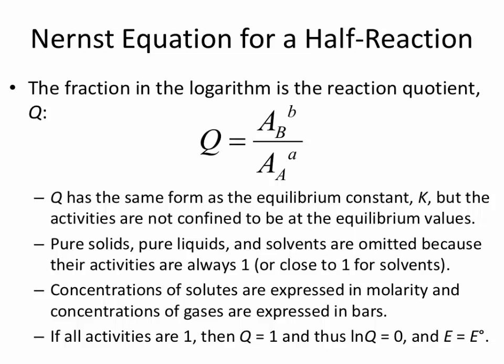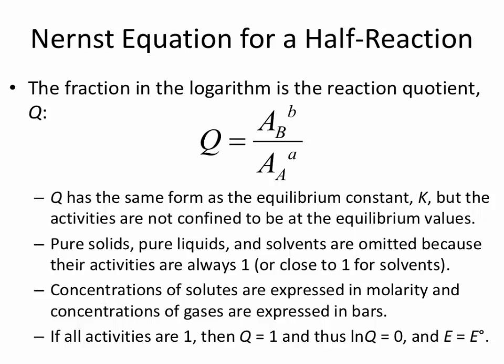Now Q has the same form as the equilibrium constant K, but the activities are not confined to be at the equilibrium values. Remember that pure solids, pure liquids, and solvents are omitted because their activities are always 1, or for solvents they're very close to 1. The concentrations of solutes are expressed in molarity, and the concentrations of gases are expressed in bars.